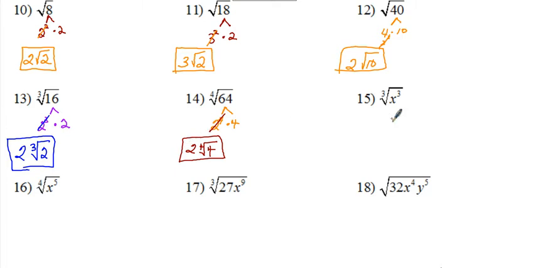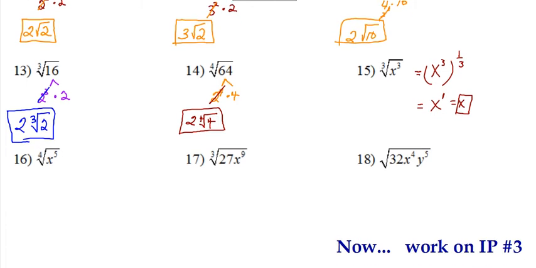Cube root of x cubed. If you need to, you can think of this as x to the third raised to the 1/3 power, if that helps you do these. Or if you can see that when I take the cube root of something x cubed, it equals x, you can jump right there. But if you need to think of this as I'm taking x to the third to the 1/3 power, 3 times 1 divided by 3, that just ends up being x to the 1. So either way you want to think about it, that simplifies down to x. No absolute value needed because it's an odd power.